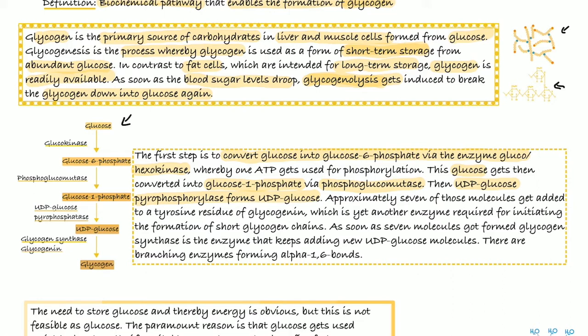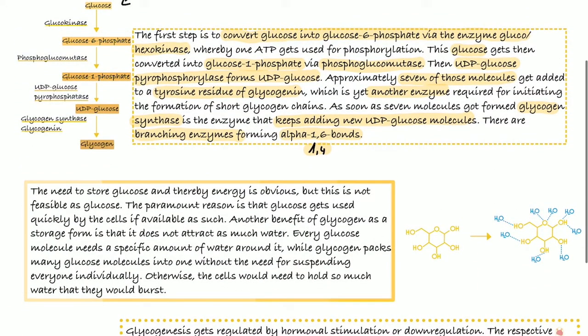Then, as soon as 7 of those molecules get added to a tyrosine residue of glycogenin, which is another enzyme, new UDP-glucose gets added by the glycogen synthase. And usually we're only talking about alpha-1,4 bonds, but there are also branching enzymes which can form alpha-1,6 bonds. If you want to know more about that, again, you might want to watch the video about glycogenolysis.